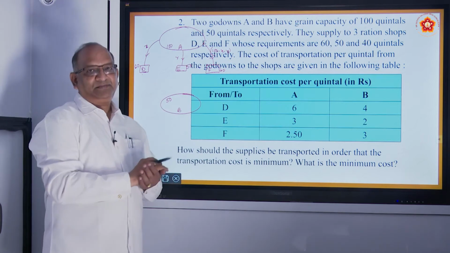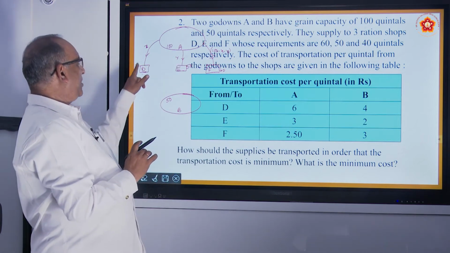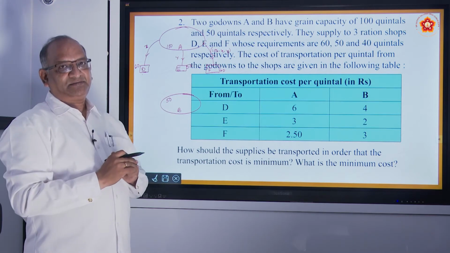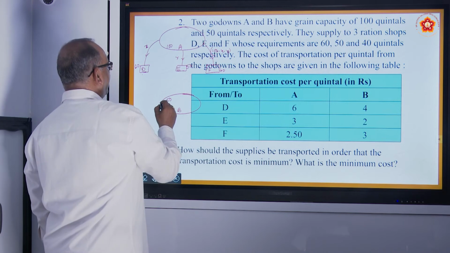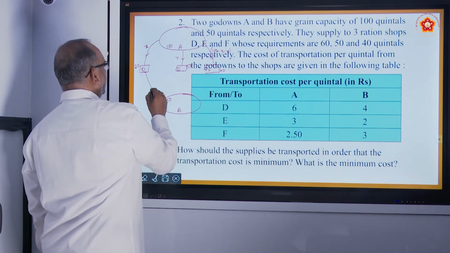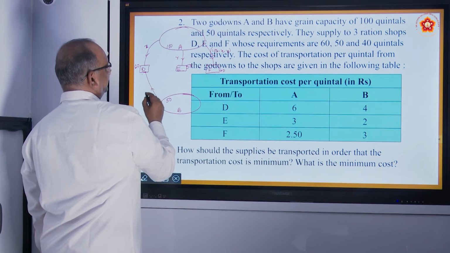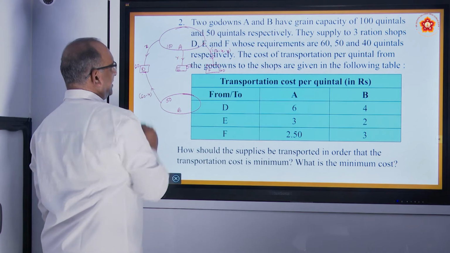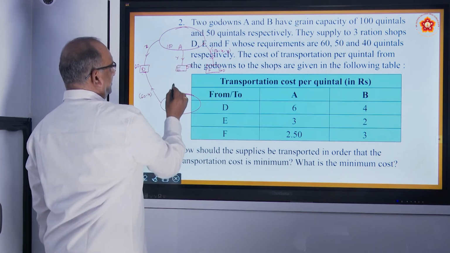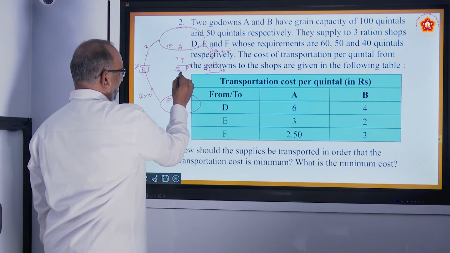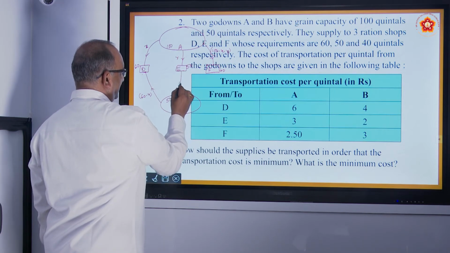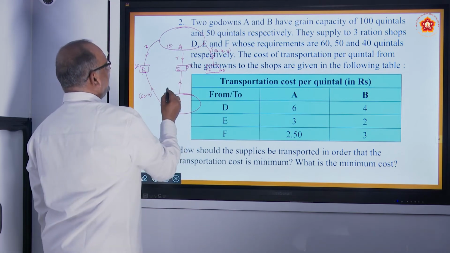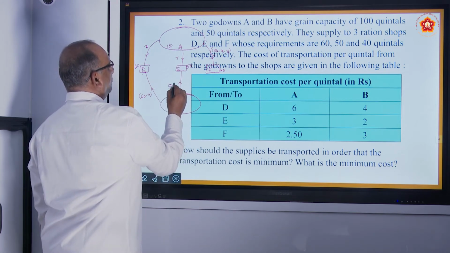Come to godown B. From A, D already got X quintals. Its requirement is 60 quintals. So how much will he take from B? He will take 60 minus X. Similarly, when we come to the shop E, he already got Y quintals from A. So how much will he take from B? He will take 50 minus Y.